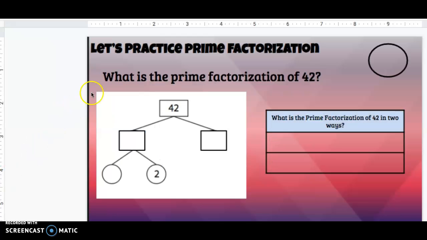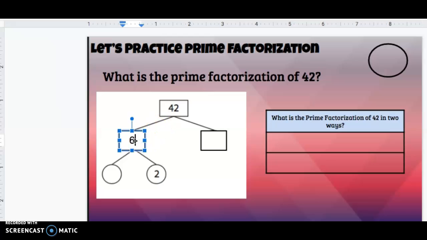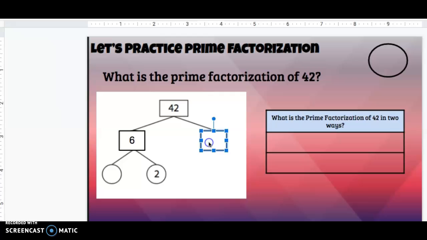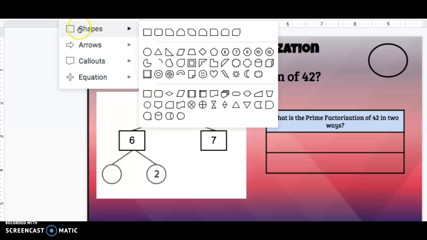Let's look at another example. It says, what is the prime factorization of 42? So we're going to get a little bit bigger here, a bigger number, and we have 42. We have to ask ourselves, what 2 numbers give me 42? Okay, so I know 6 and 7 give me 42. If 6 and 7 give me 42, I'm trying to think of numbers that give me 6. What times what gives me 6? 2 times 3.